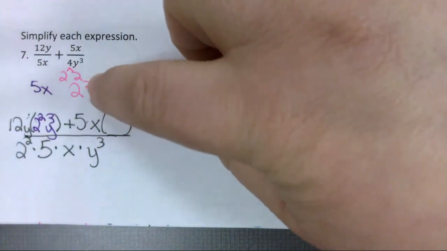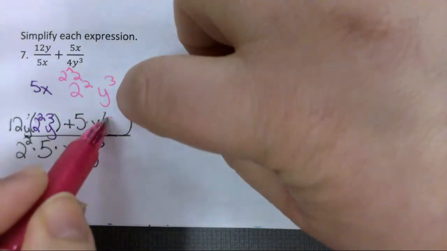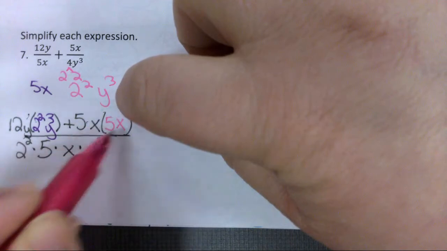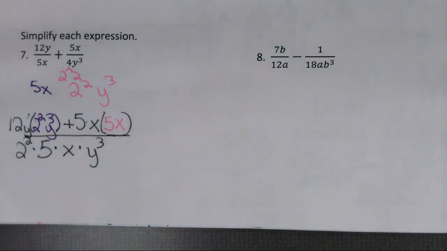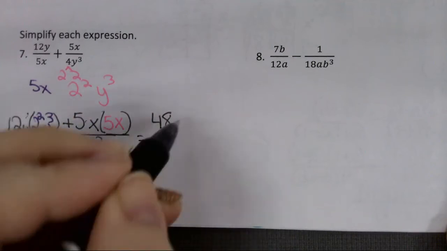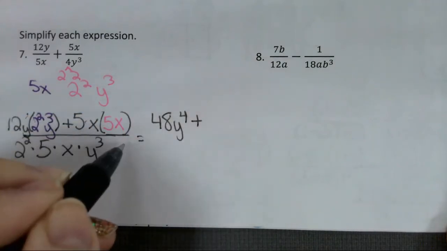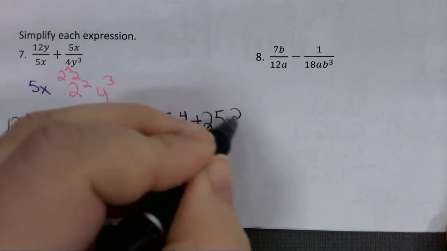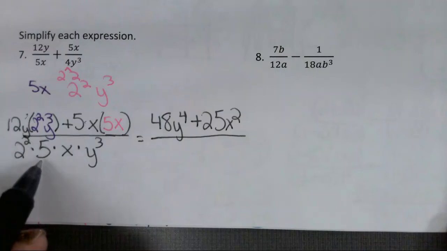How about this one? It already has a 2 squared. It doesn't have a 5. It doesn't have an x, but it does already have y cubed. So we can multiply 12 times 2 squared gives me 48. And y times y to the third gives me y to the fourth. 5x times 5x gives me 25x squared. And 2 squared times 5 gives me 20.